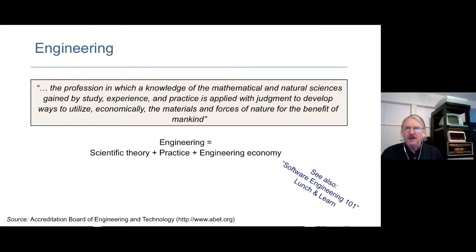Okay, that's a mouthful, but what I've done here was kind of summarize it down into this little equation that says you might look at engineering as a body of scientific theory, together with a body of practice, together with a topic called engineering economy, where the scientific theory of most engineering would be physics. The theory underneath aeronautical engineering is physics. The theory under civil engineering is mostly physics. The science underneath chemical engineering is, of course, chemistry.